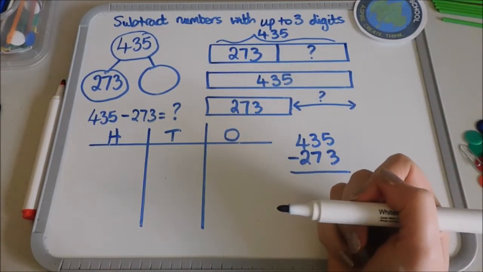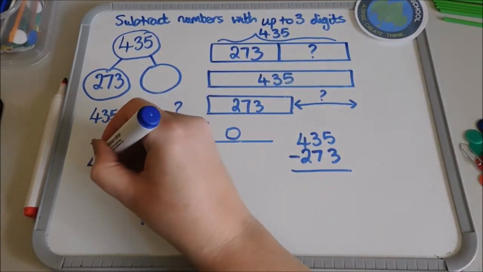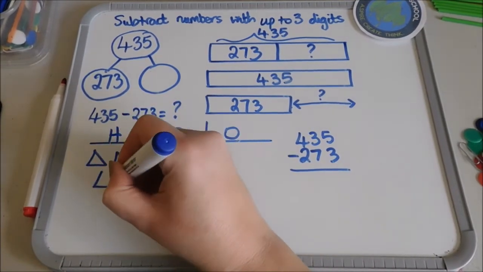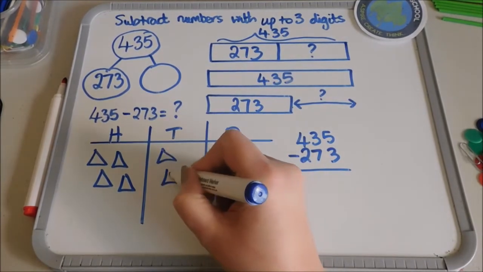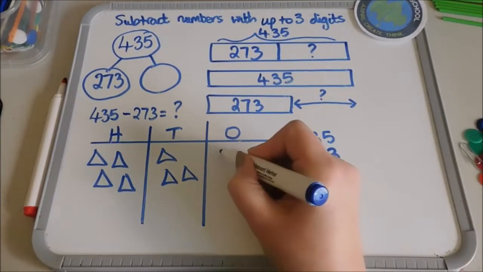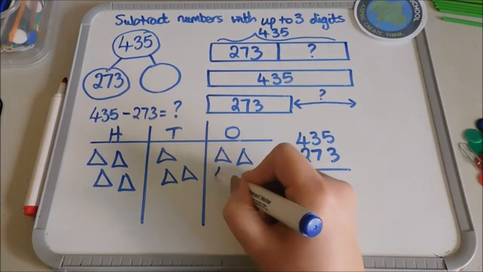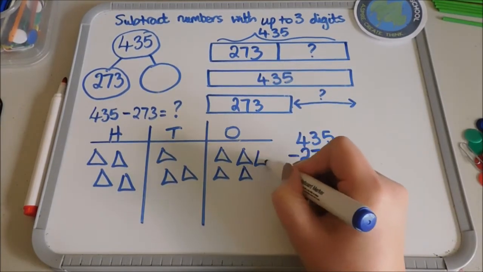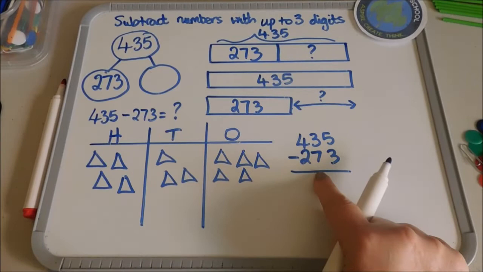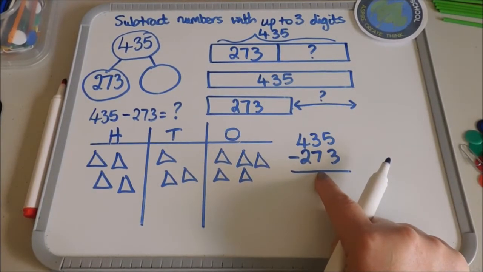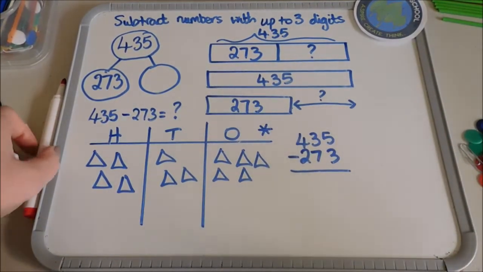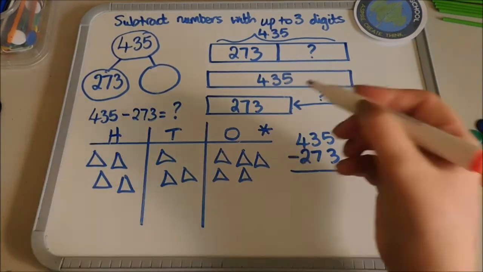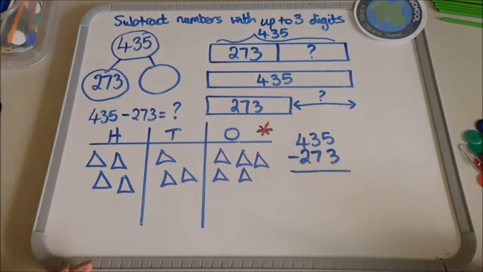So I'm going to put in my 435. 1, 2, 3, 4. There's my 400. 30 is 3 tens, and my 5 ones. Okay, and I'm going to subtract that 273. Now whenever we do subtraction, we start with the smallest column. So I'm going to be using numbers from my ones column to start off with.